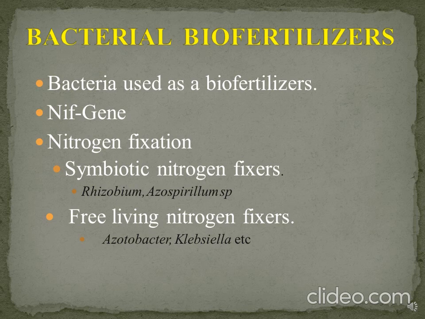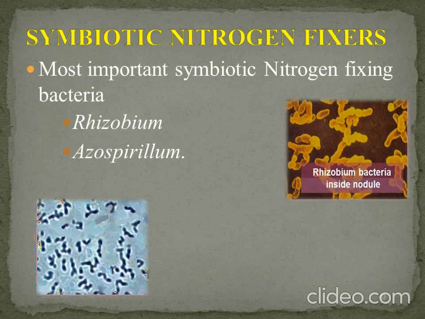The symbiotic bacteria make an association with crop plants through forming nodules in their roots, whereas the free living bacteria do not form any association but live freely and fix atmospheric nitrogen for the plant's entity. Let's discuss different important nitrogen fixators. I would like to start with Rhizobium first.